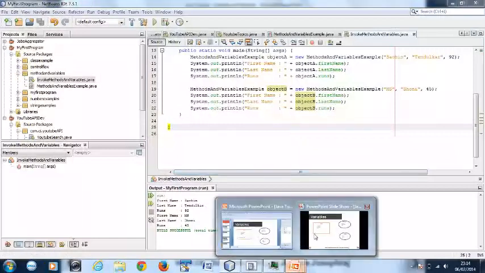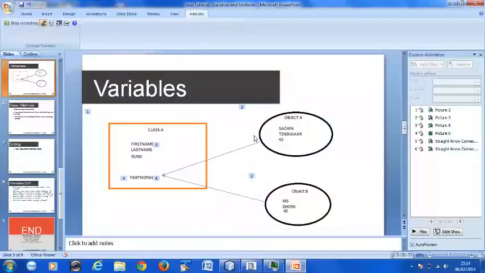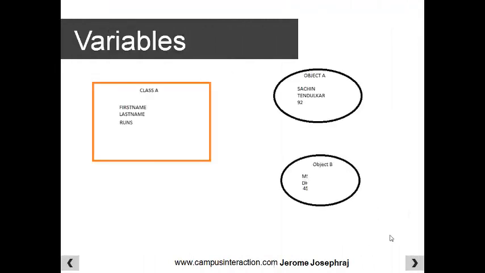So let's go back to our example. Not this one. So we have created object A, object B. Now let's say I want to have a partnership. What is the partnership between Sachin and MS Dhoni? With the partnership, I don't want to store the same value in two places. I want to have it in one place. So what is the best place to have it? It's the class, because from the class you create objects. So if I store that value within the class itself, the objects can point to it.